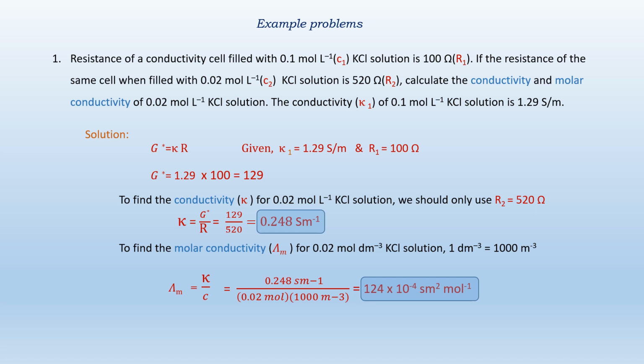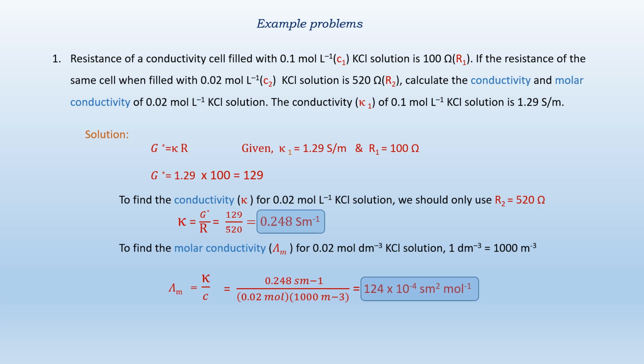Now you know the cell constant value, which will not vary for any other concentration. It will be constant. And they have also given the resistance, 520 ohm. Substituting those values, you will get the conductivity for 0.02 molar KCl solution. You got the conductivity because you know the two parameters. From the two parameters you can calculate it.